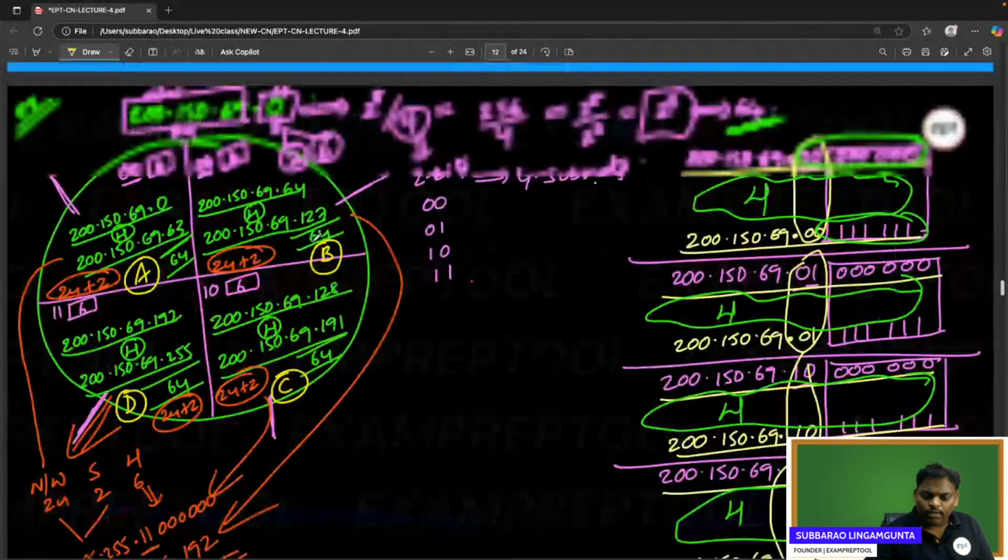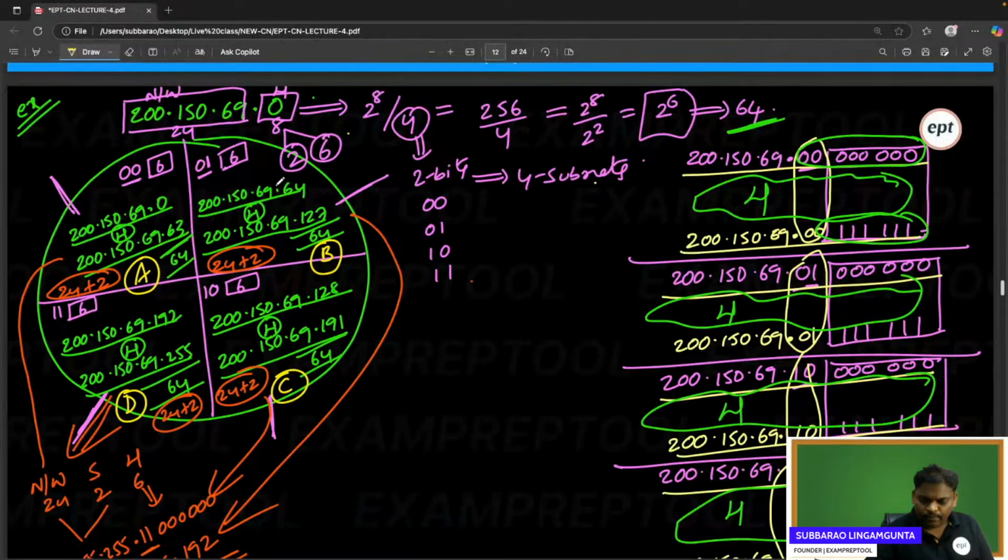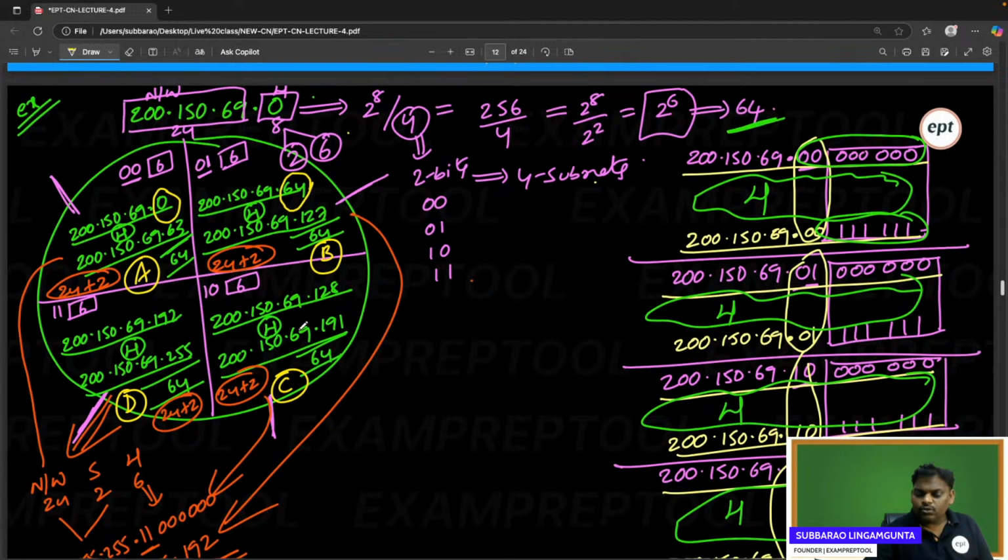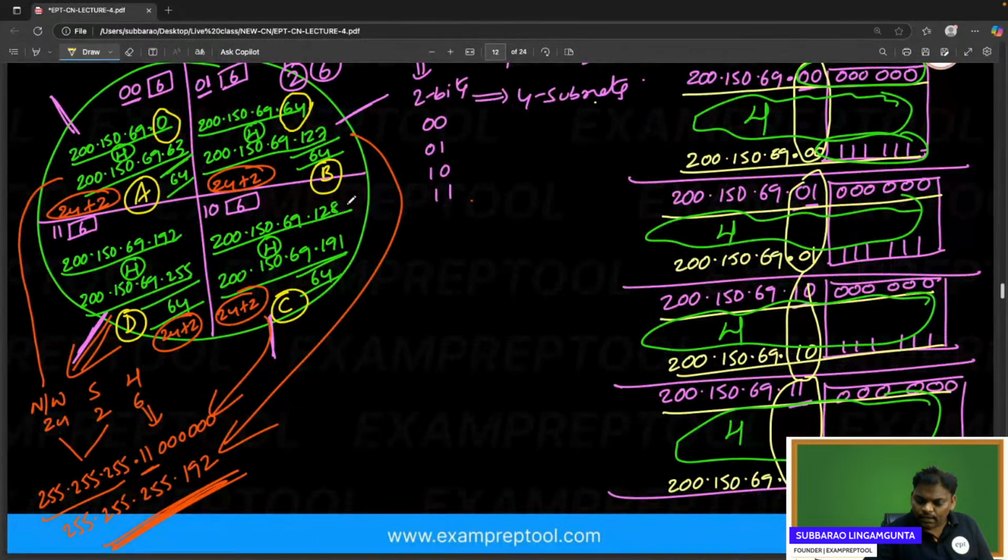Let's go to B. This is B. In the B, if you observe, what is the net ID? In the B, net ID is this. First person is net ID. In the A, net ID this. Subnet part, see, host part all zeros. That is the net ID. So in the C, net ID, first person is net ID. In the D, this is the net ID.